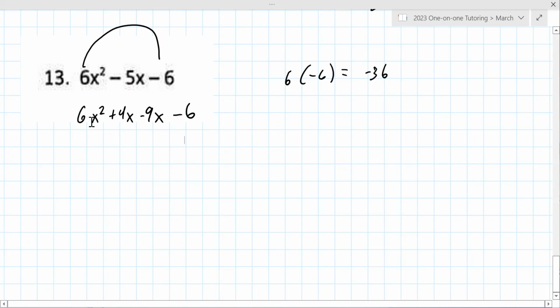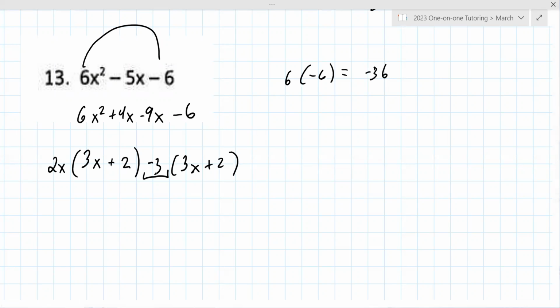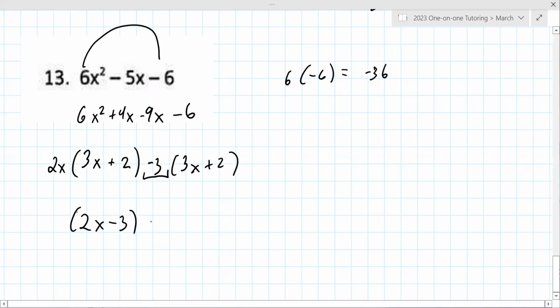All right, now look at the first two terms. What is the GCF between them? 2x. So 2x, and then in parentheses, it'd be 3x plus 2. Good. And then you immediately write that off to the side here. Figure out what goes in that next position. -3. And then it'd be 2x minus 3 in parentheses. Okay. And then 3x plus 2.